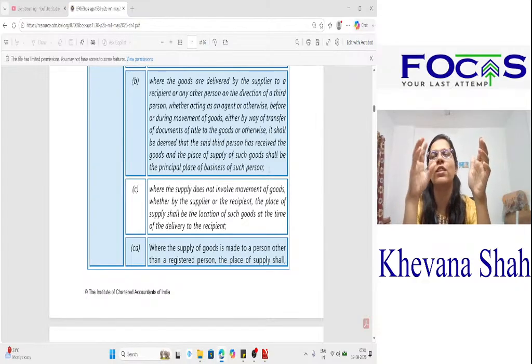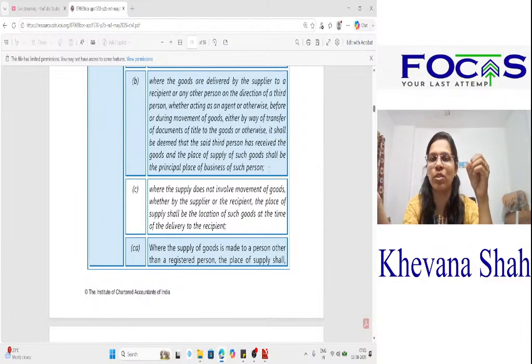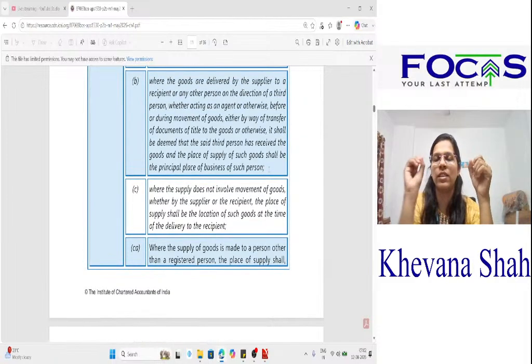So in this case, it will be assumed that place C, where the goods are received, that person has received the goods, and it will be deemed to be said that the person on whose direction these goods are transferred has received the goods. Okay, so here the person at place B is deemed to have received the goods once the goods are reaching at place C, and your place C will be the place of supply.